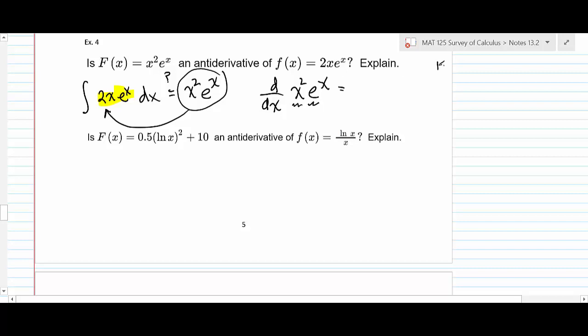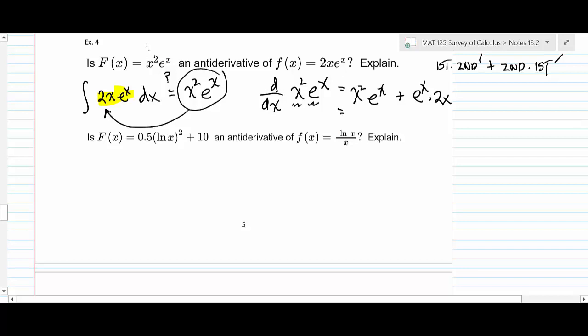So remember that's first times derivative of second, plus second times derivative of first. You don't need to write that down because hopefully you know that by now. Okay, so let's do that. So you'd have x squared. What's the derivative of the second? e to the x, okay. Now we go backwards: e to the x, what's the derivative of the first? 2x, okay?